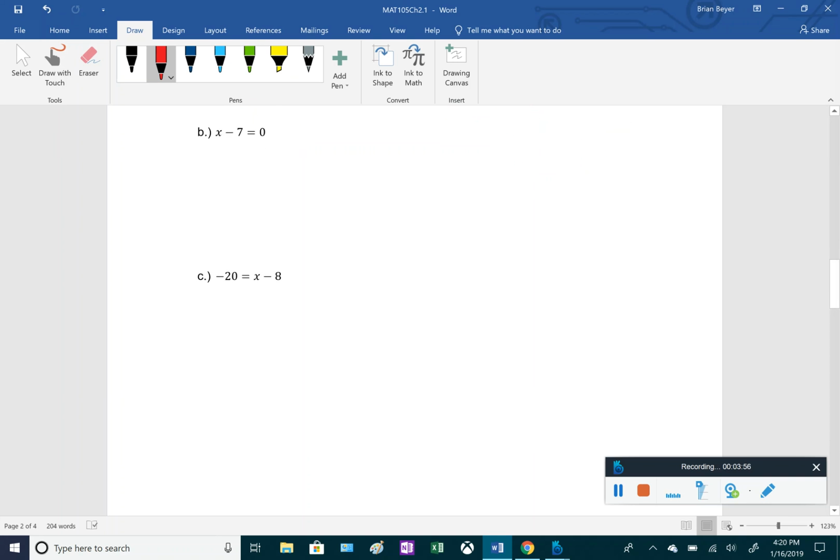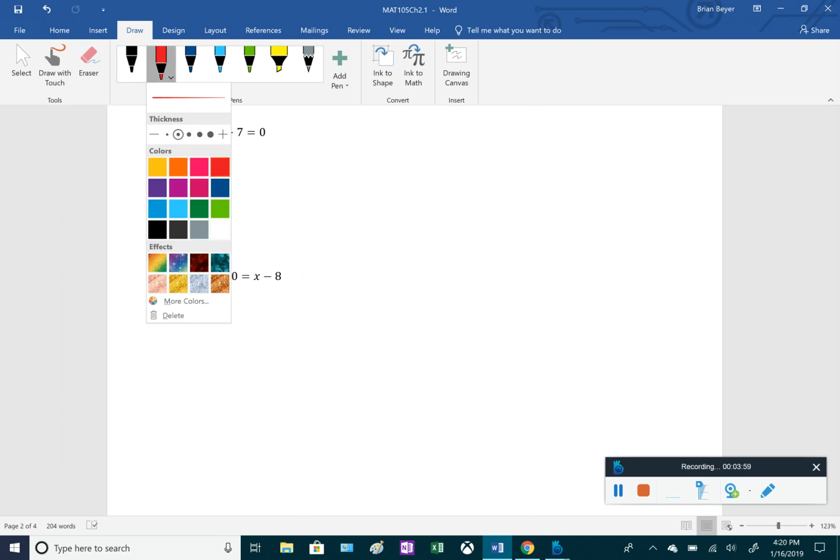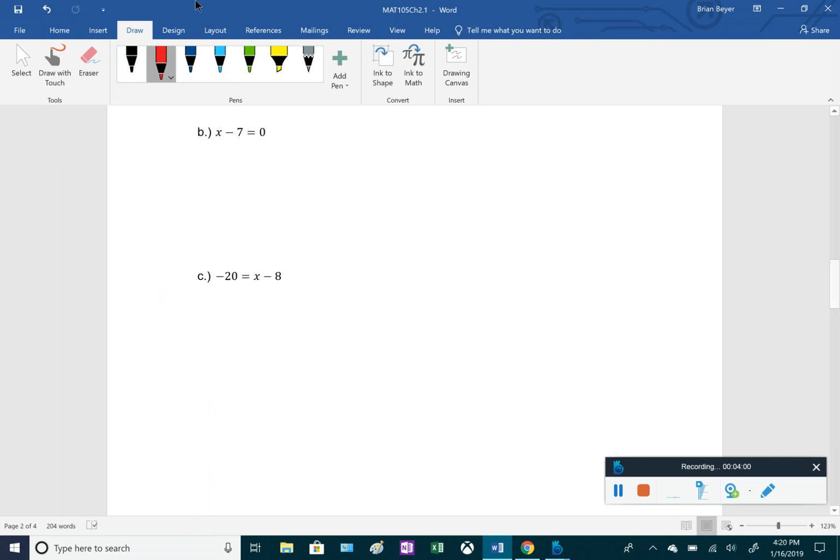Okay, for the next one, x minus 7 equals 0. For this one, we want to say what minus 7 equals 0. Once again, we want to generate an equivalent equation. We need to do this by adding 7 to both sides. That will cancel it over here, which means that'll give us x by itself, which is what we want. 0 plus 7 on the right side is 7.